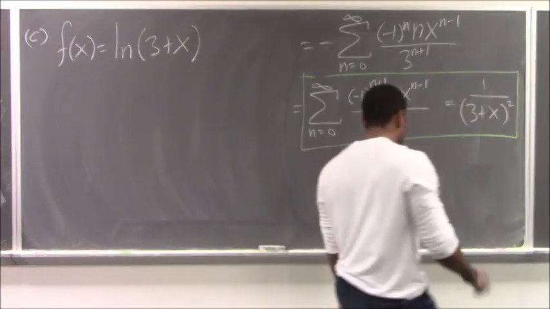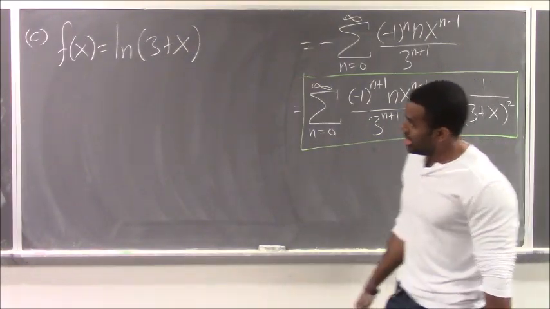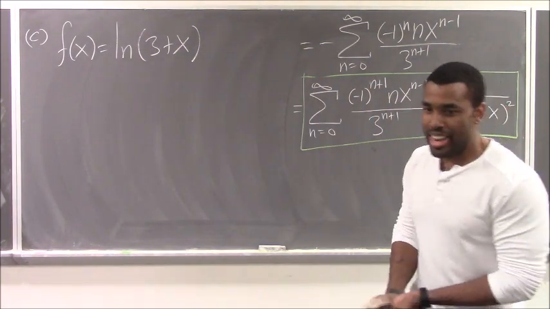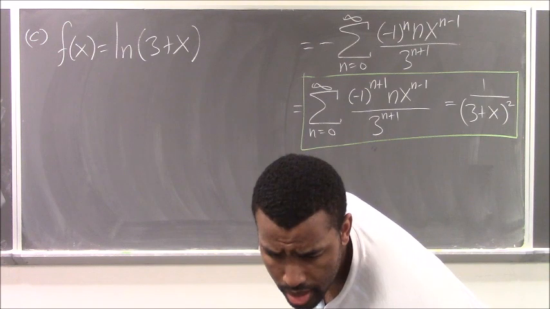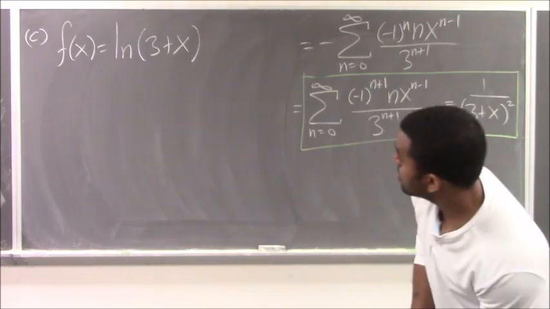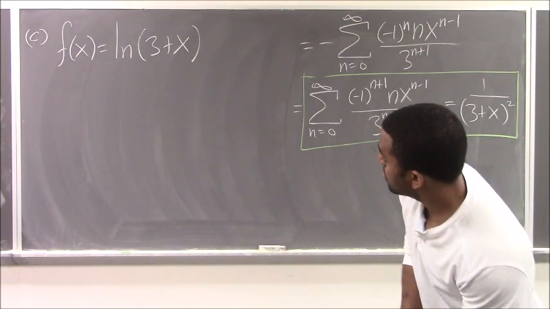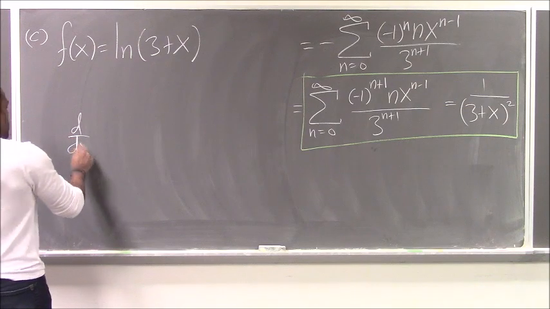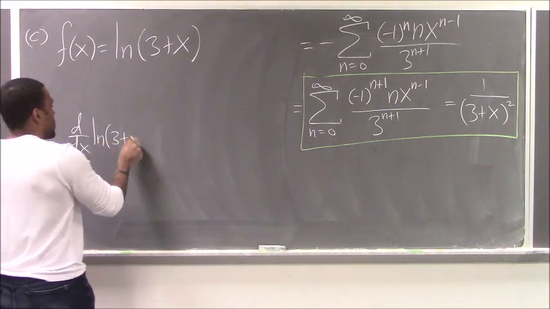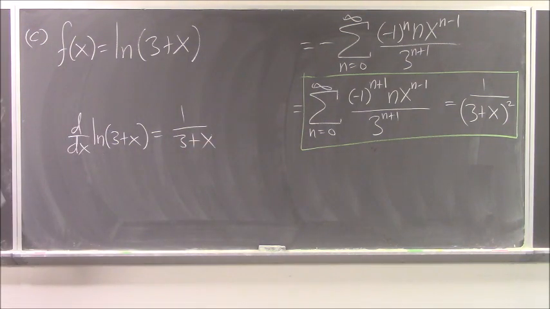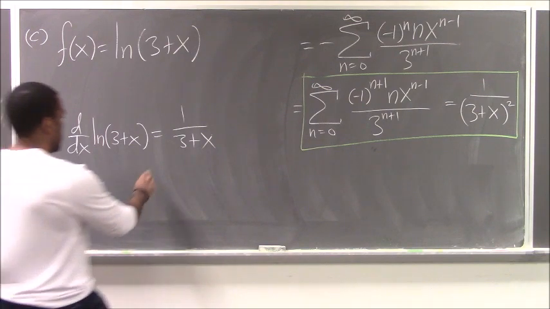So maybe someone besides Zekwin wants to chime in on this one. Can you see a connection that you can exploit? Can you take the derivative of ln and make it like 1 over 3 plus x? So the derivative of ln of 3 plus x is 1 over 3 plus x. That's actually true. If I plug in the series here though, how does that actually help me?